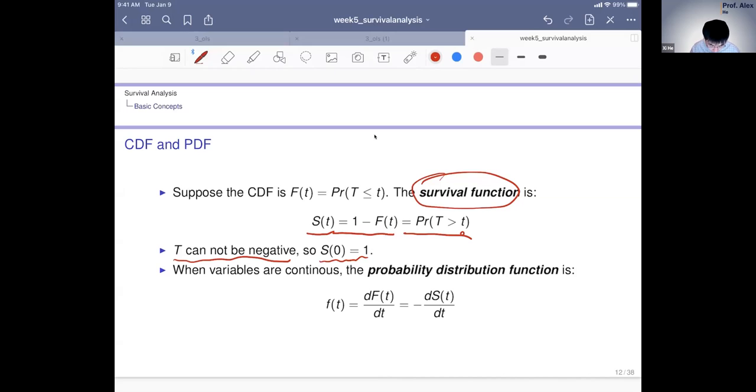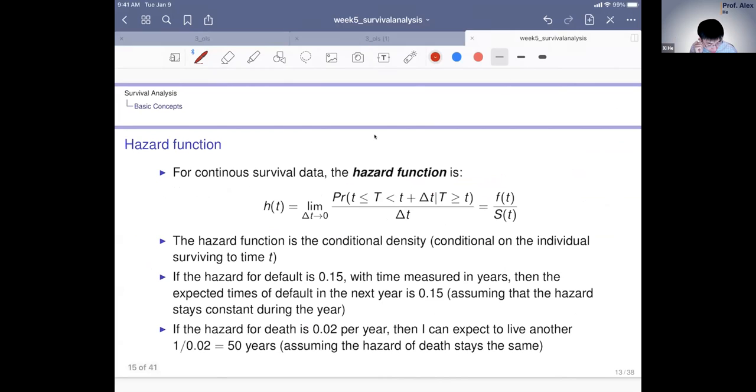And then the PDF, the probability density function, is equal to the derivative of the CDF, right? And that just equals the negative derivative of the survival function. So that's the relationship between these things. Once you know the CDF, you know the survival function, and you know the PDF. And now let's talk about the third way of describing this function, which is the hazard function.